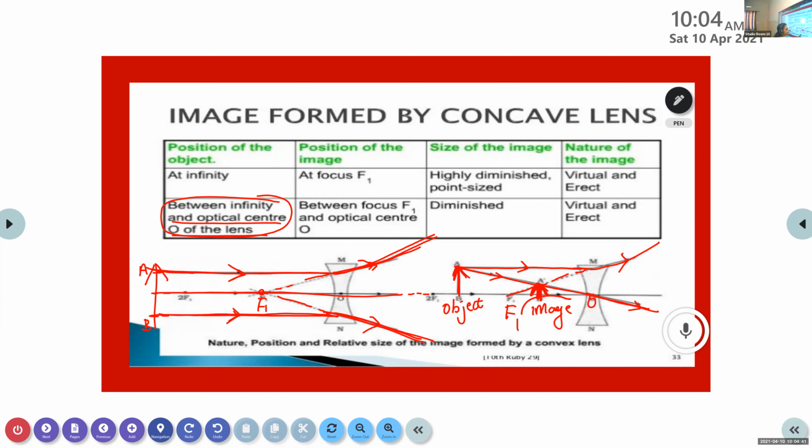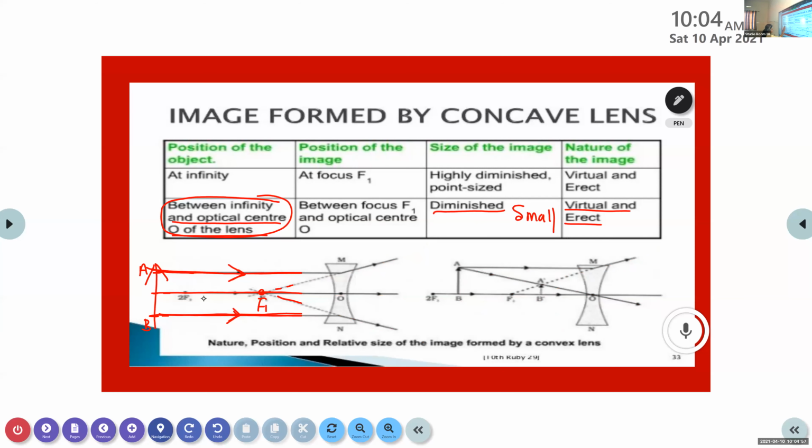So we can say the image formed is diminished in nature. It is small in size as compared to the size of the object. And we get a virtual and erect image in the second case. So I hope the two cases of the concave lens are clear for you, right? In the two cases, we get a virtual and erect image, and in both cases we get the diminished image when we are using the concave lens.